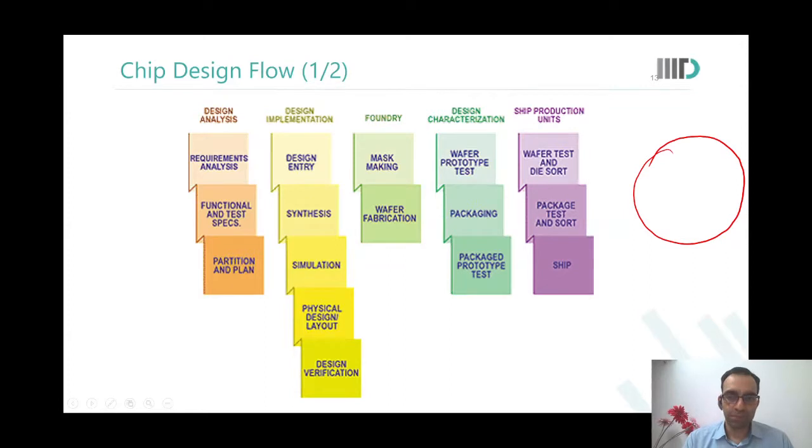Okay, so you're performing wafer prototype test and you're performing wafer test and die sort. Instead of that, you can just do wafer prototype test and follow that up with die sort. So yeah, you can do that. Okay, so that additional wafer test is just optional?